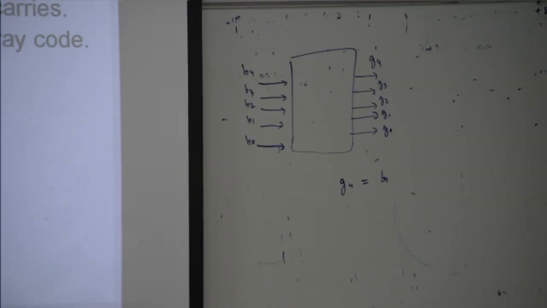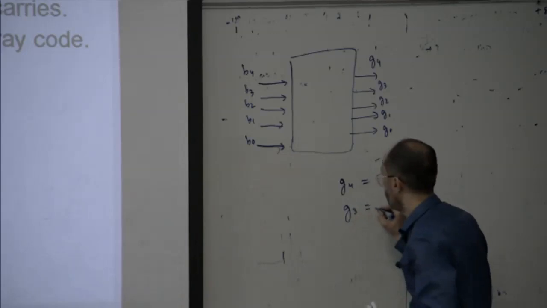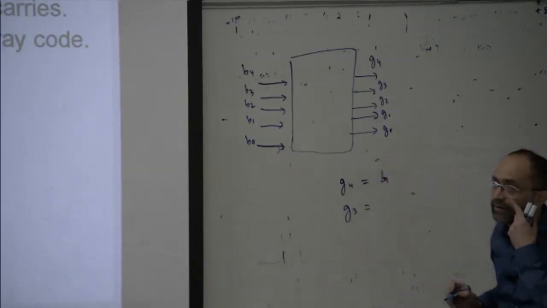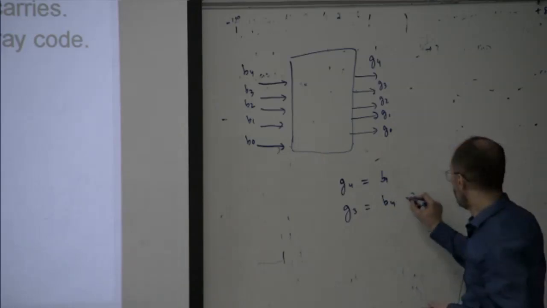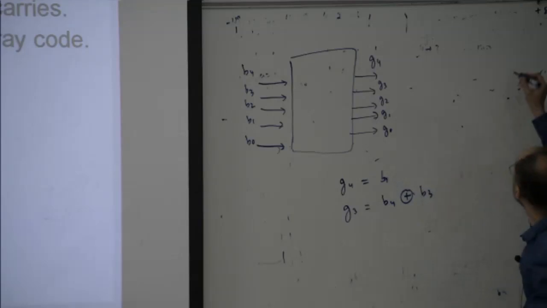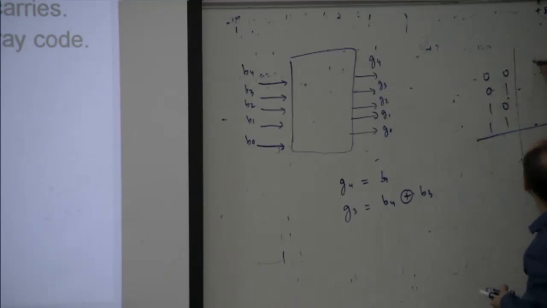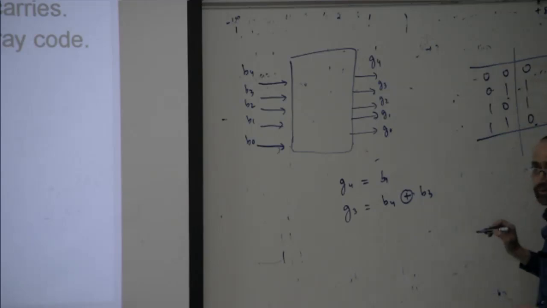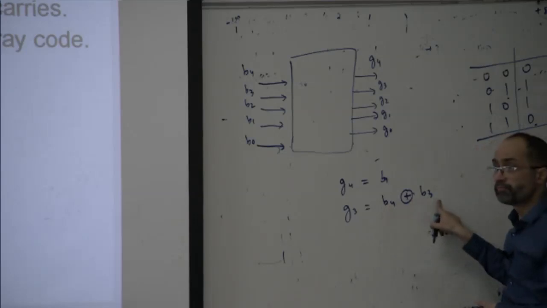How can we get G3? B4 exclusive OR B3. What is an exclusive OR? Let's assume 0 0, then 0 1, 1 0, and 1 1. So 0 0 gives 0, 0 1 gives 1, 1 0 gives 1, and 1 1 gives 0. Got it? So we get B4 exclusive OR B3.